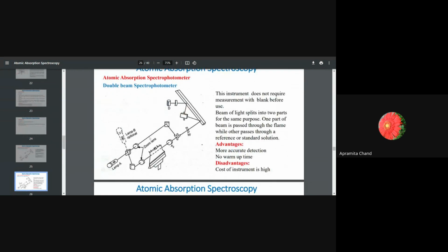Whereas in a double beam spectrophotometer, no blank measurements are required. The beam of light that is coming is split into two parts. One part passes through the flame and the other passes through a standard solution. So here it does not require any warm up time and detects the elements quite accurately, but the cost of the instrument is high.